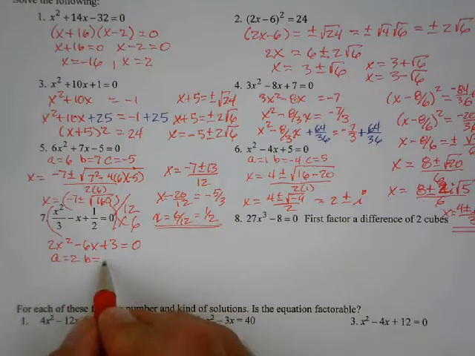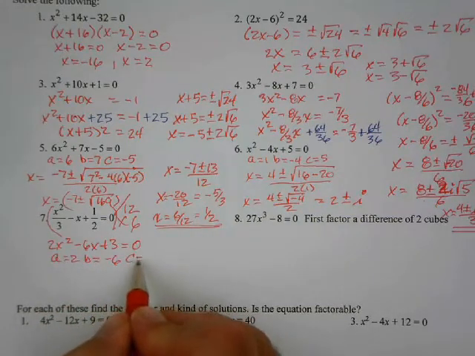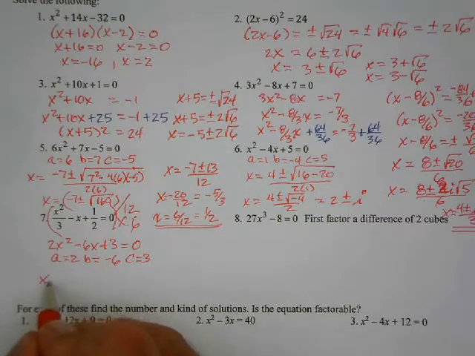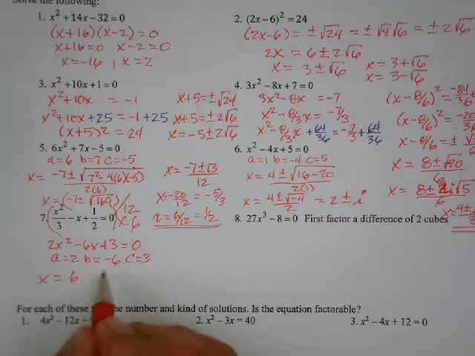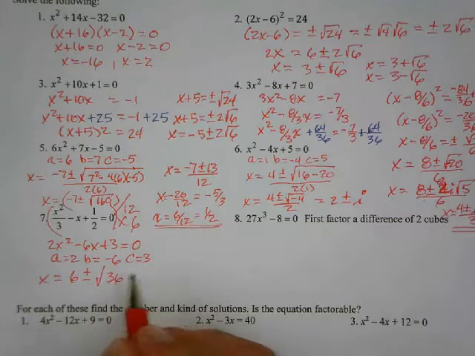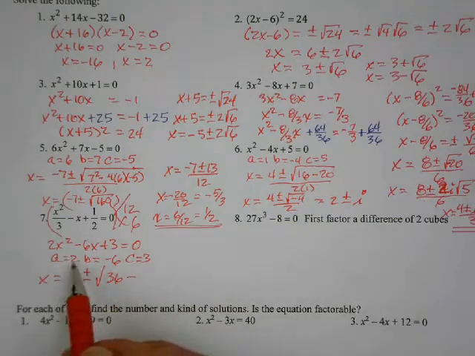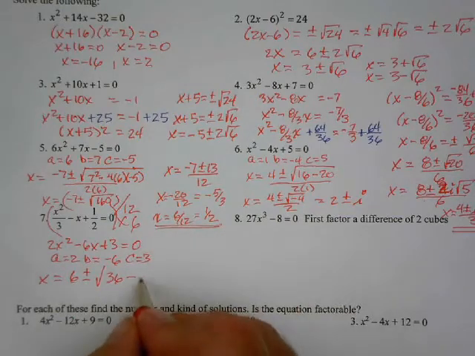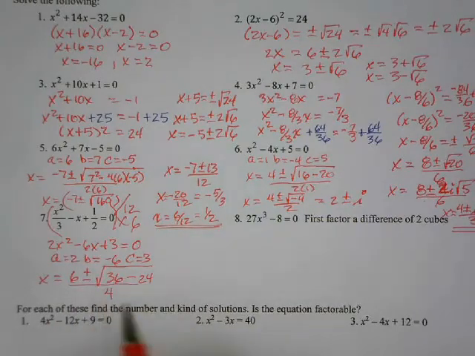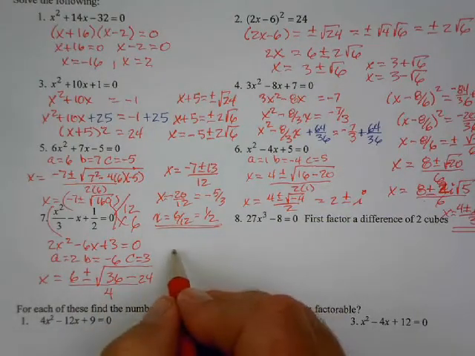Plugging those in, I'm going to get 6, opposite of negative 6, plus or minus square root of 6 squared, that's 36. Subtract 4ac, 4 times 2 times 3 is 24. All over 2 times 2 is 4. So I'm going to have x equals 6 plus or minus the square root of 12 over 4.